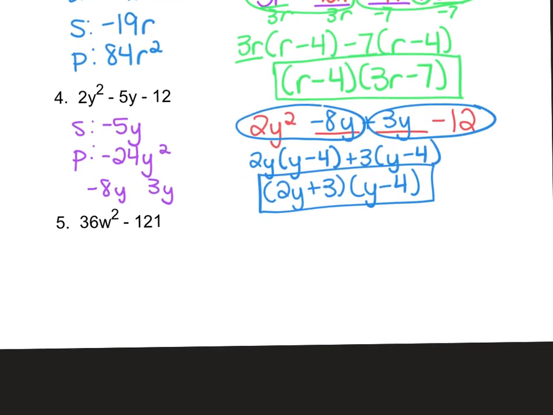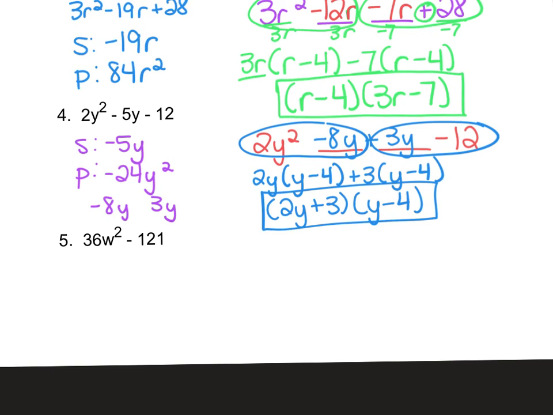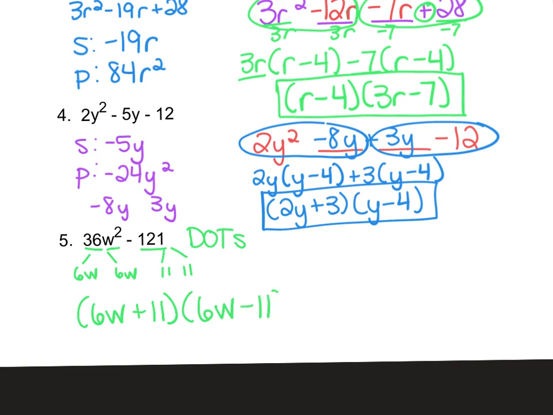So the last one, I can see I've got 2 terms and they're being subtracted. So hopefully by now your mind goes to a difference of squares. And 36 is a perfect square. w squared is a perfect square. 121 is a perfect square. So we can break this down into 6w and 11. And remember, for a difference of squares, you take the first term plus the second term, and then you take the first term minus the second term.